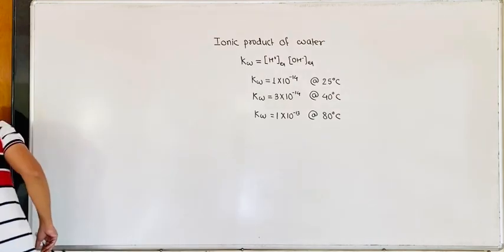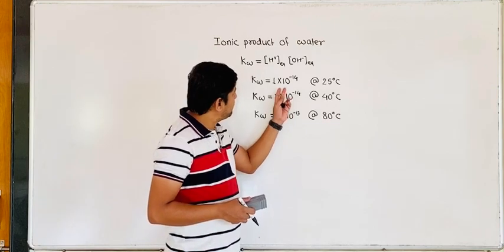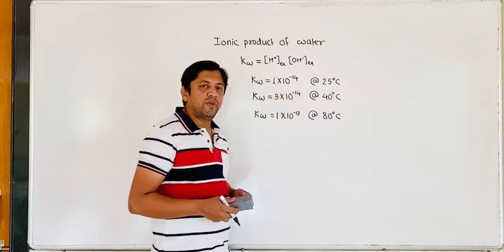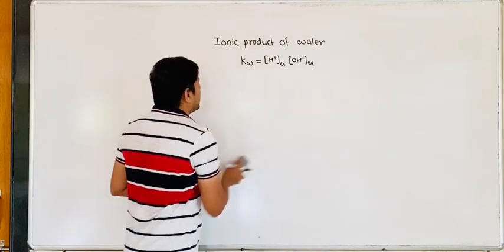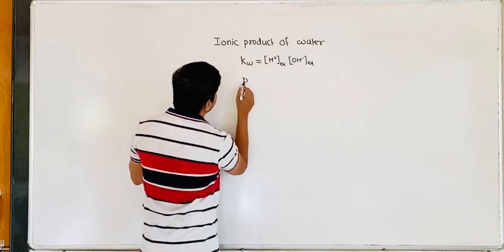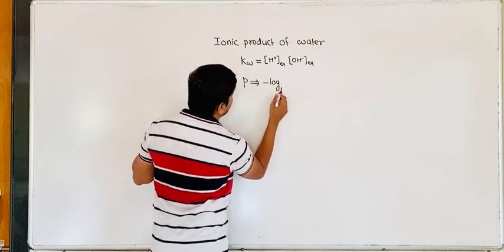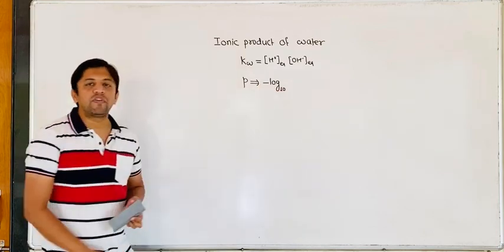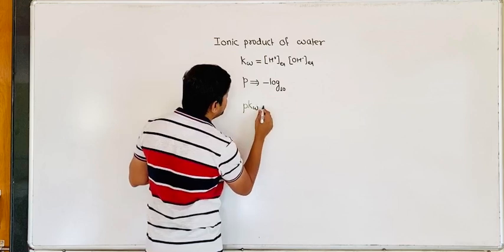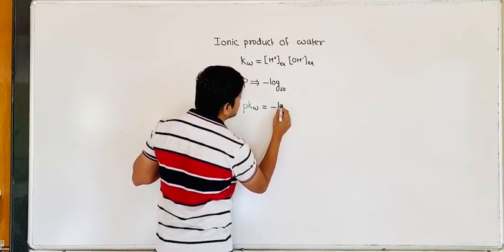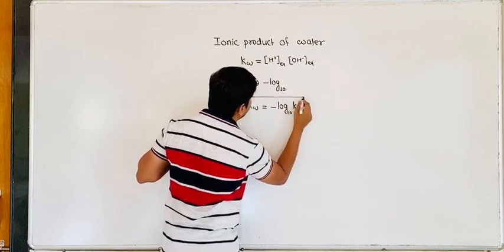Now, the simplified representation of these values is carried out by using pKw values. The p stands for negative logarithm to the base 10 of any constant. pKw means minus log to the base 10 of the Kw value.